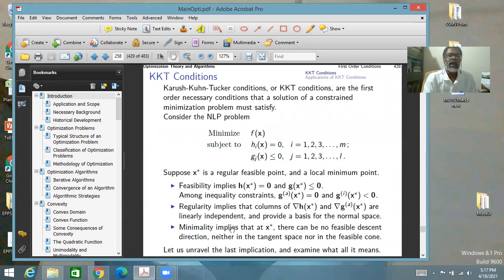Minimality implies that at X star, at the current point, there is no feasible descent direction. That is, no descent direction that is feasible, neither in the tangent space nor in the feasible cone. Now, what are all the things implied by this? Let us analyze that a little further and see where we get.